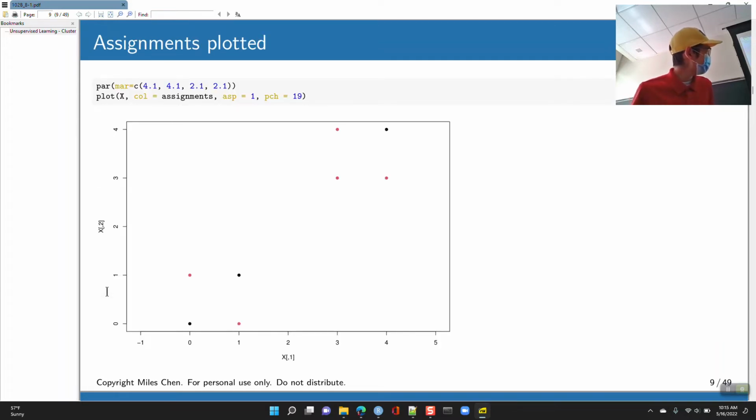Okay. Can you guys see this, the red and the black colors? It's a little bit hard to see on the projector. Well, these 3 points are red, and so are these 2 points, okay? And then here I have this point, and this point in black. So I've got 3 points assigned to the black cluster, 5 points assigned to the red cluster.